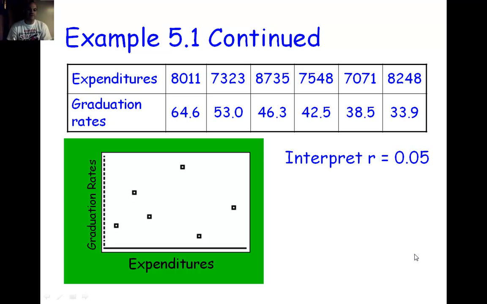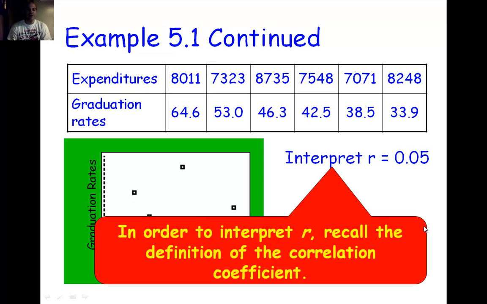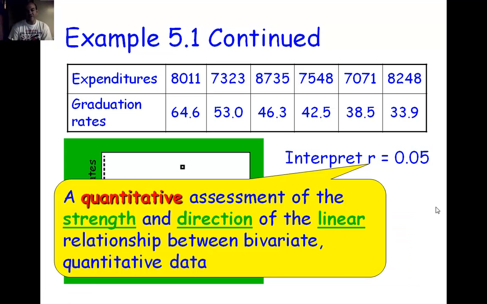So, let's interpret now. We're continuing with the example. In order to interpret R, recall the definition of the correlation coefficient. And we can use that definition to interpret, specifically within the context of this problem, what that value means. So this was the definition for the correlation coefficient. It's a quantitative assessment of the strength and direction of the linear relationship between bivariate quantitative data.